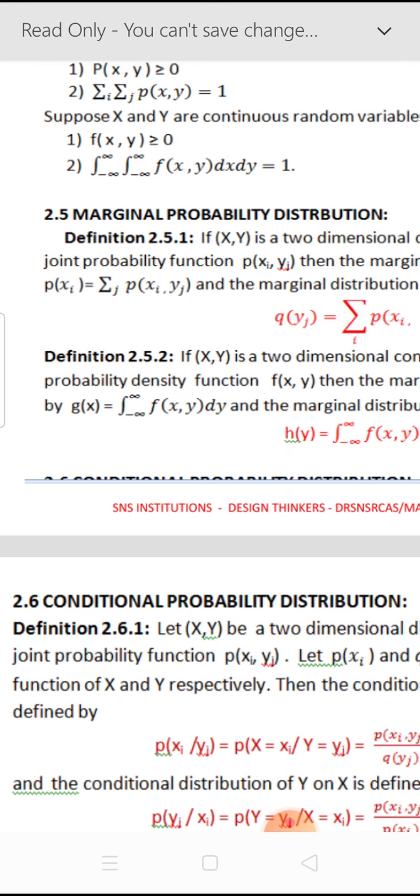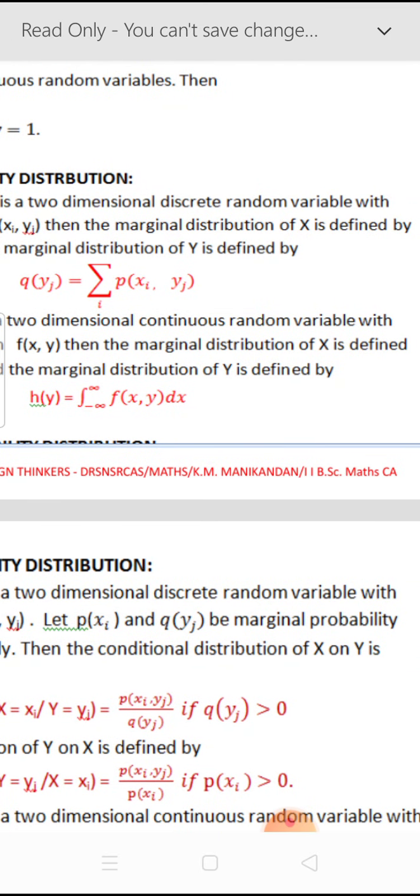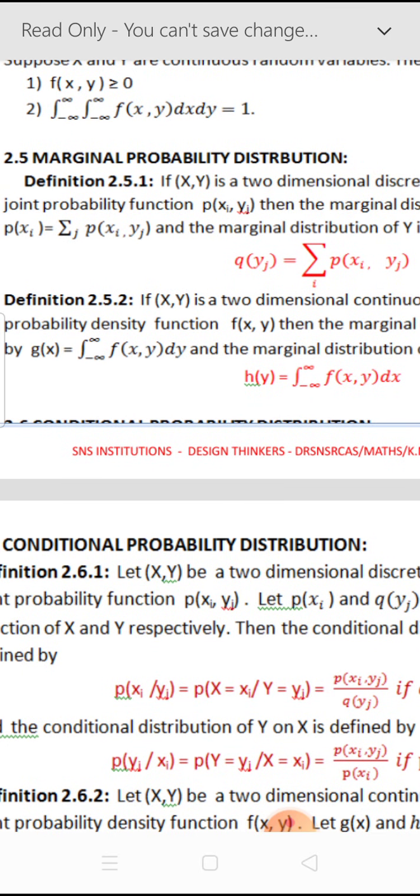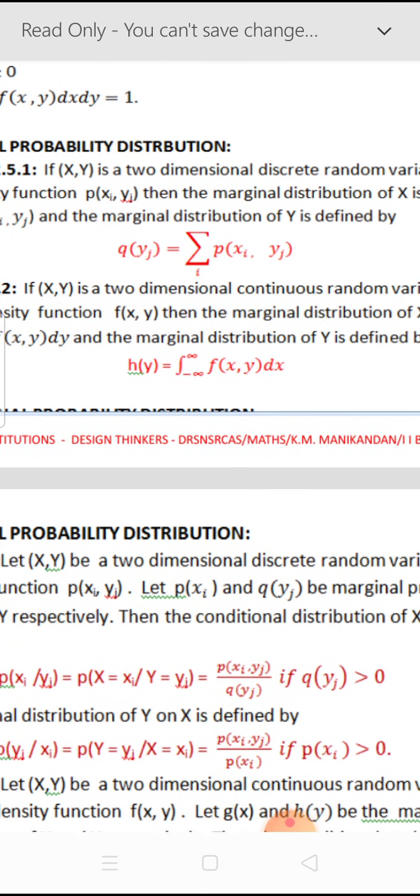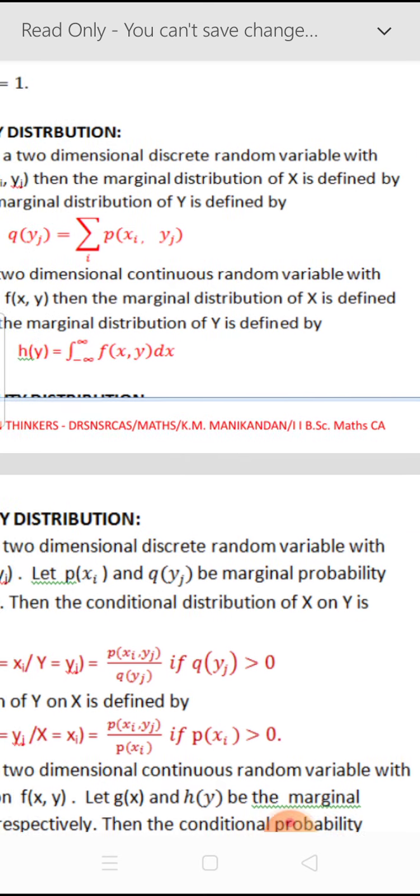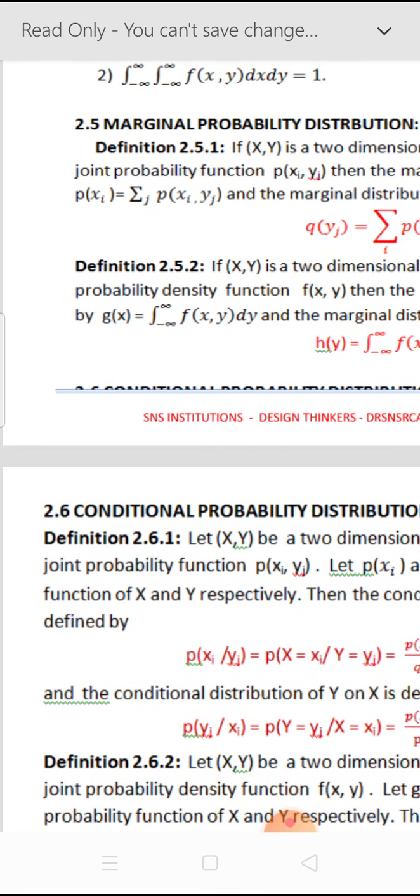Next we define the marginal probability distribution for continuous random variable. If (X, Y) is a two-dimensional continuous random variable with the probability density function f(x, y), then the marginal distribution of X is defined as g(x), and it is obtained by integrating f(x, y) with respect to y between the limits minus infinity to plus infinity. Namely, g(x) is equal to the integral from minus infinity to plus infinity of f(x, y) dy.